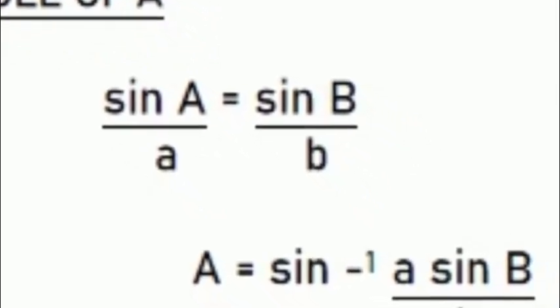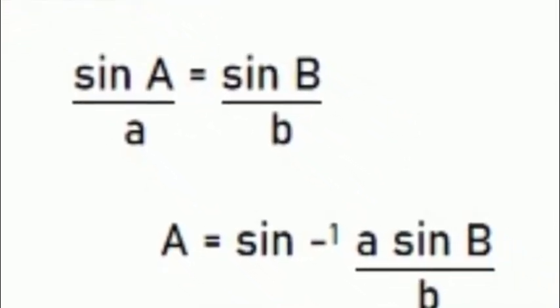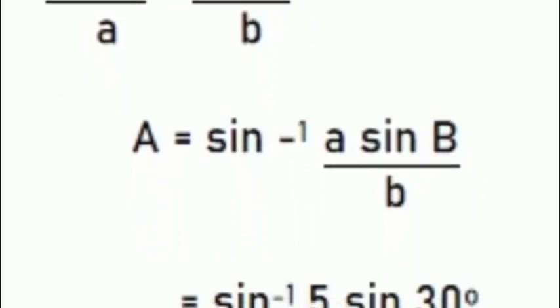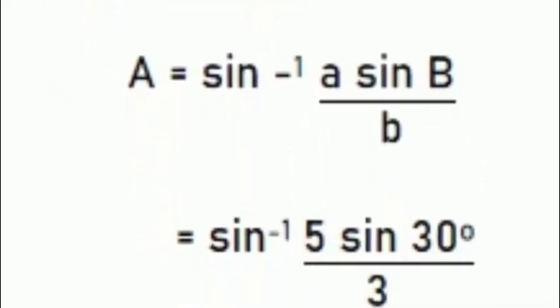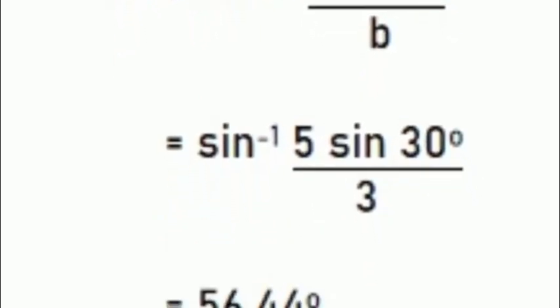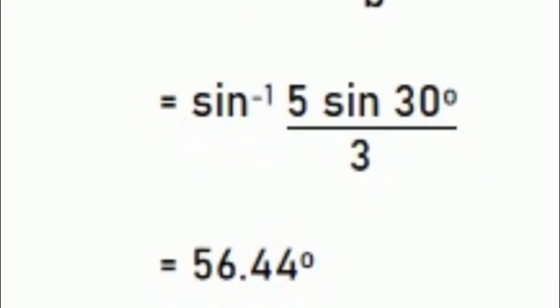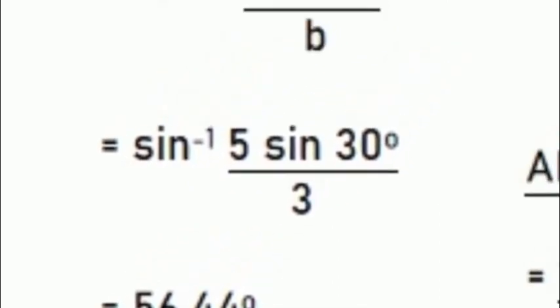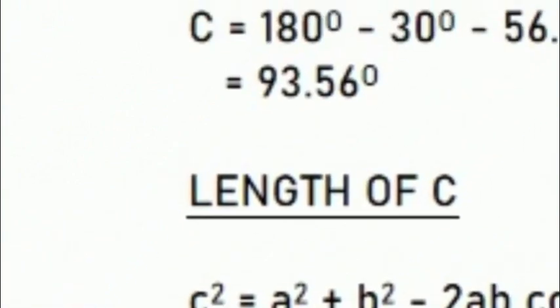Sine A over a equals sine B over b. We want to find angle A, so A equals inverse sine of a sine B over b. We enter all the information in this equation, so we get inverse sine of 5 sine 30 degrees over 3. So we get angle A is 56.44 degrees.